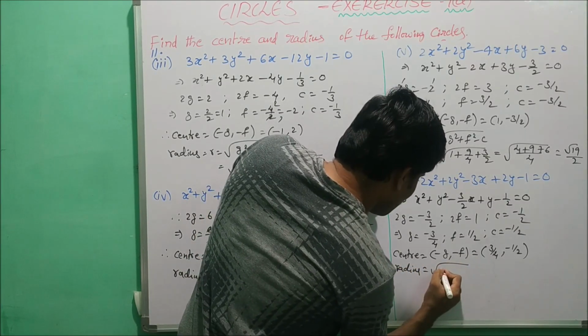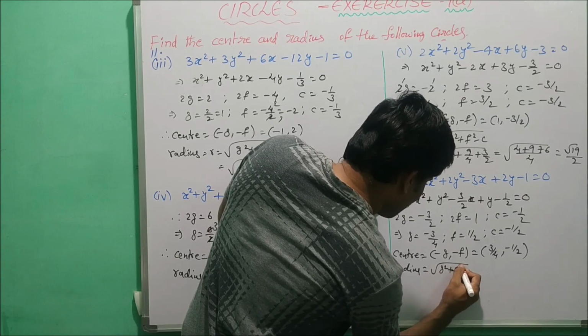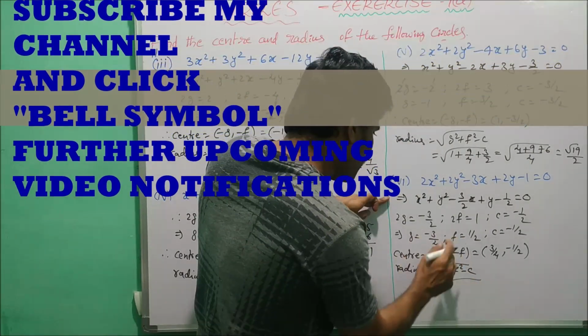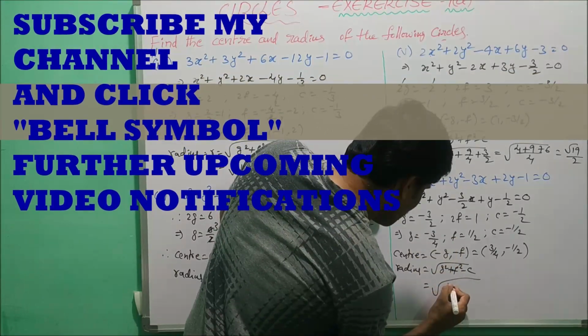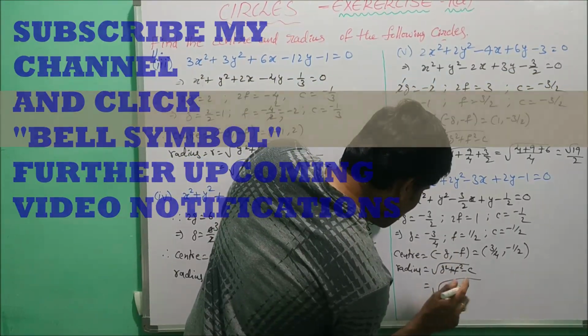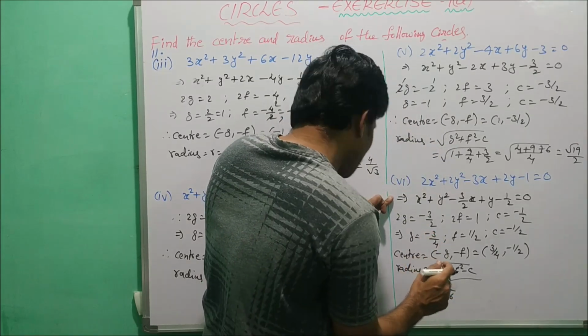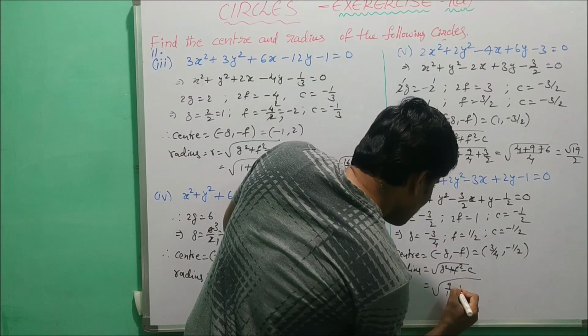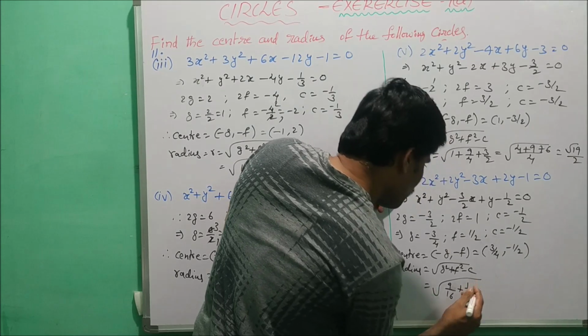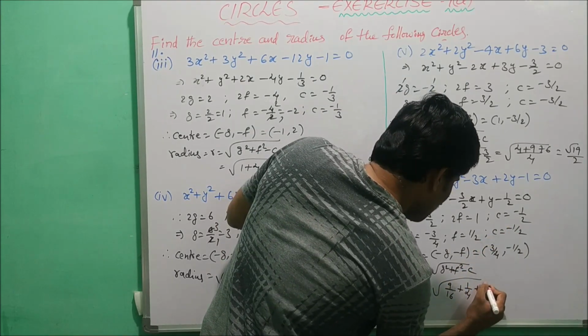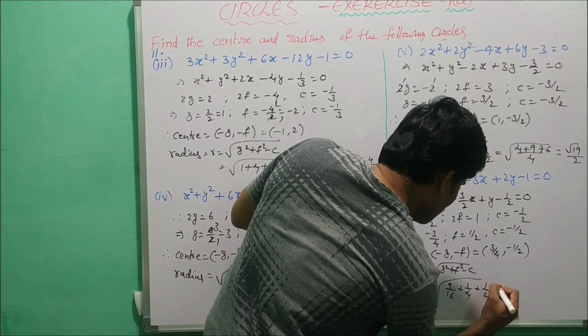The formula of the radius equals the square root of g square plus f square minus c. Now we substitute the values of g and f. Minus 3 by 4 whole square means 9 by 16. In this, plus 1 by 4. In this, minus 1 by 2 means plus 1 by 2.